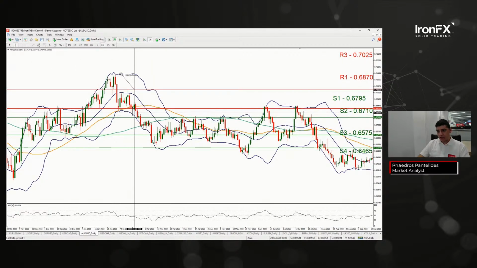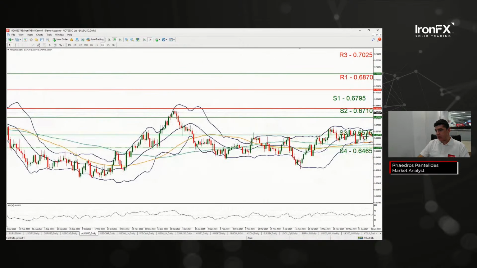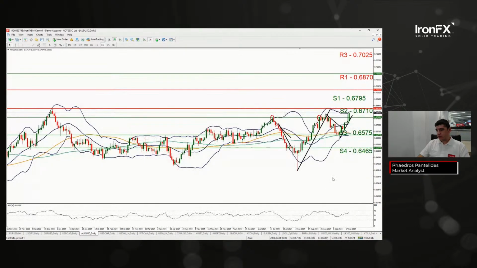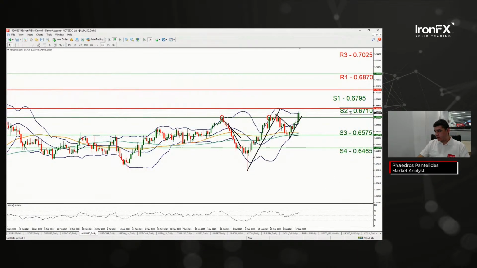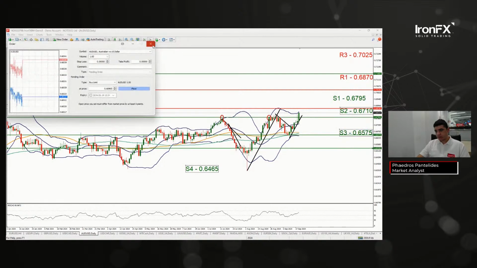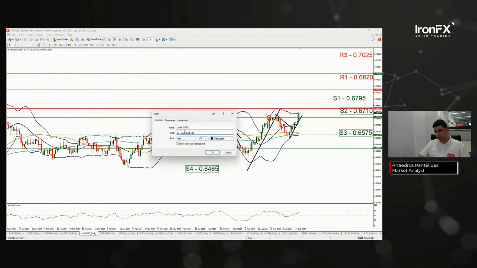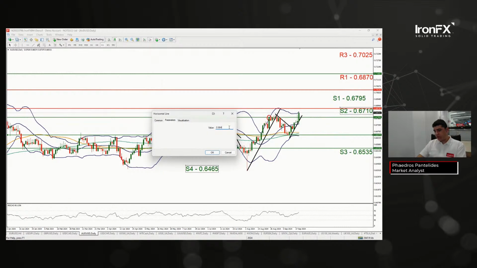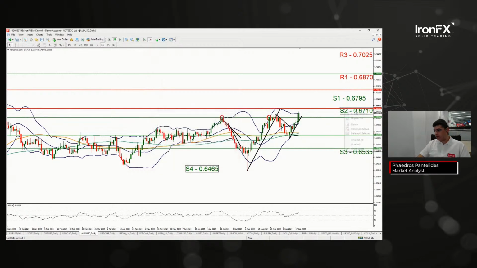What's the distance between this high? 140. Take this whole time. Resistance moved lower. Justification for that R3 level. So since we've readjusted our support levels, then we can readjust those resistance levels as well. 0.6535, so that is S3. 0.6645 as my S2 support line.